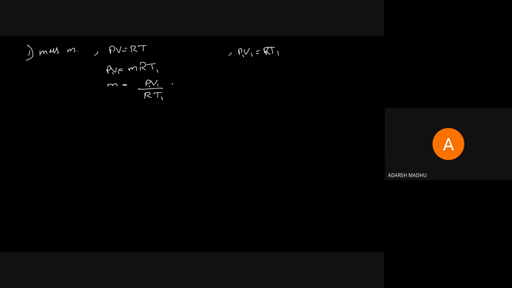So P1 is given as 1 into 10 raised to 5. V1 is given as 0.45 meter cube, divided by R, which is given as 294.2, into temperature T1, which is given as 353 Kelvin. So directly we can find the value of mass here.